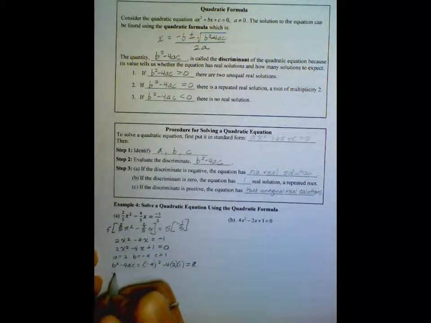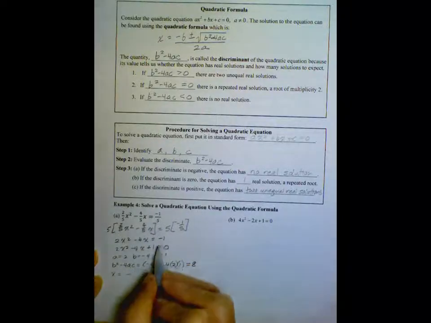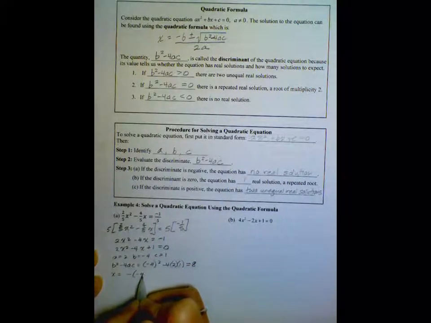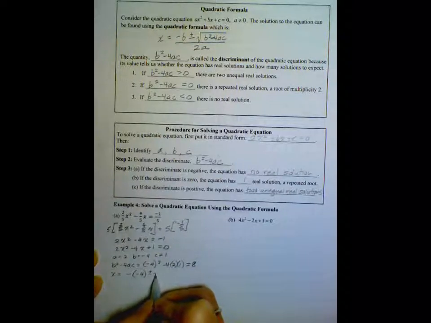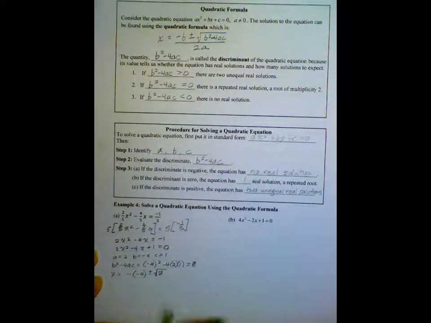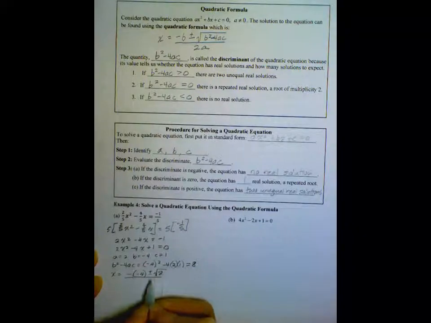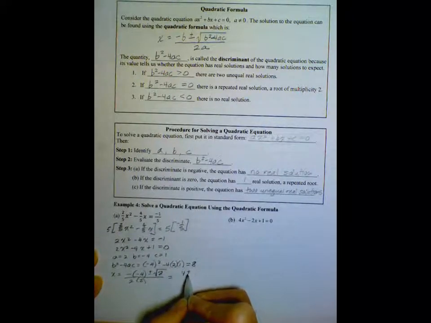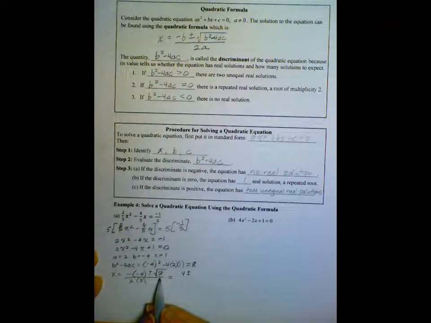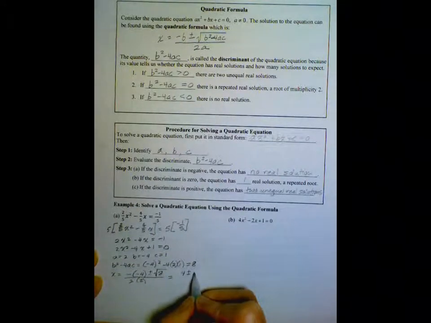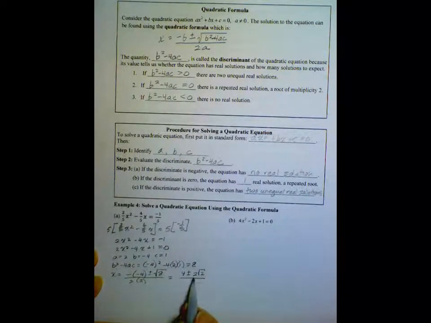All right, so x is equal to negative b. B was negative 4, so negative, negative, be careful with that. Plus or minus the square root. I don't need to recalculate. That's 8. B squared minus 4ac all over 2a, 2 times 2. So negative, negative 4, that makes that 4. Plus or minus, the square root of 8 can be simplified. That's 4 times 2, square root of 4 is 2, so that's 2 square roots of 2 all over 4. So we're seeing we're getting those two unequal real solutions. It's irrational because it's got a square root, but it's real.